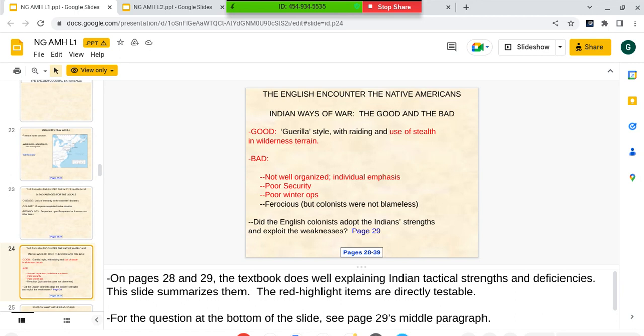The bad is that they're not very well organized. There's an individual emphasis, so the Native Americans didn't have a very good battle buddy system. It was kind of every man out for himself. Nobody knew what the other person was doing or planning to do.